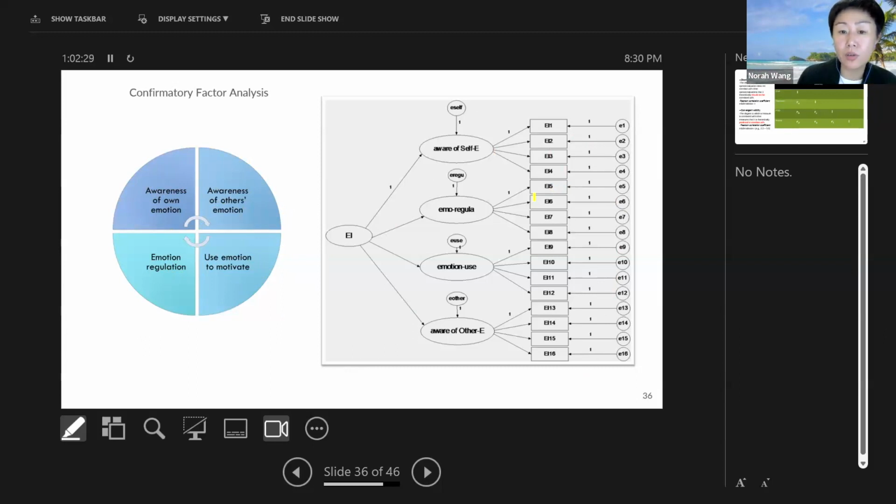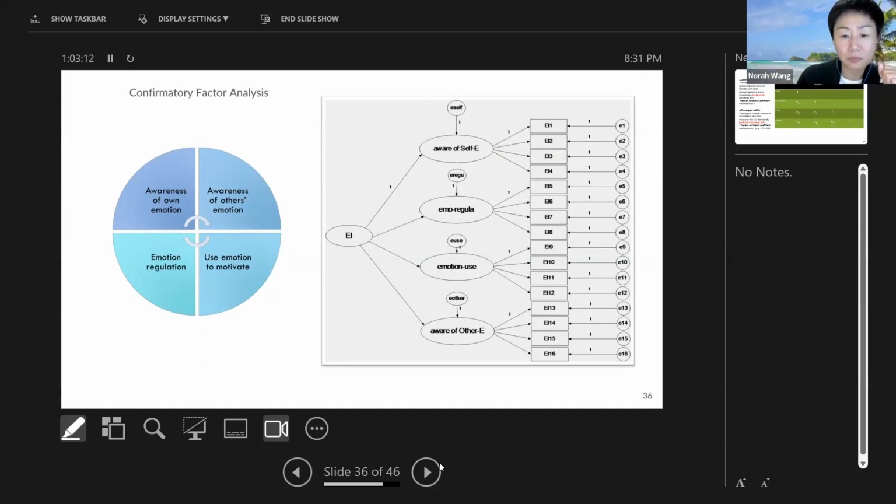Then we run the model through the data. Meaning, we would sample, say, 100 people filling in the emotional intelligence scale, so we have 100 surveys. With those 100 surveys, we can see if the data fit the factor structure that we created. So that's confirmatory analysis. If the statistics show a very good fit, the fitness is very high, that means that your scale has very strong validity.